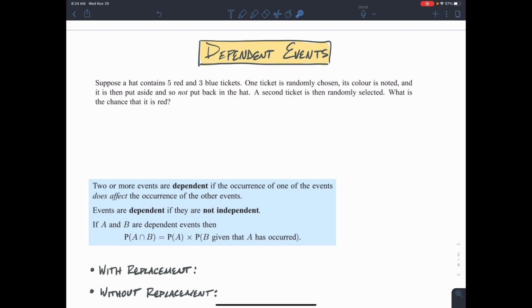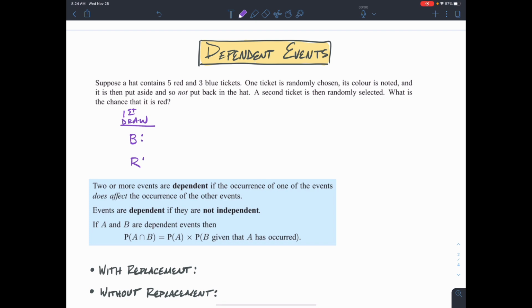So let's look here. Suppose a hat contains 5 red and 3 blue tickets. One ticket's chosen, the color's noted, and then it's put aside. Or another way to say that, it's not put back in the hat. And then a second ticket is chosen. What is the probability that it, being the second ticket, is red? So we need to start by looking at what happens with our first draw. So our first draw, we could have gotten a blue ticket or a red ticket.